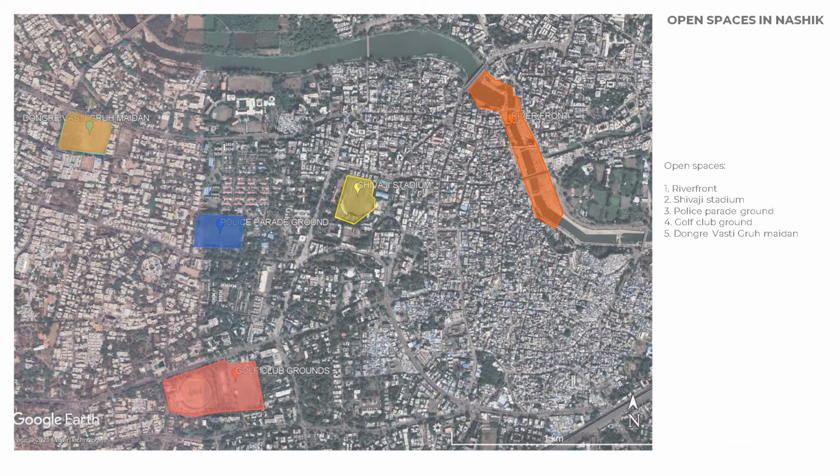These are the large open spaces in Nasik city: the riverfront, the Shivaji Stadium, the police parade ground, the golf club, and the Dongre Vasti Gruha Maidan. Of these, we are working on the Shivaji Stadium precinct.